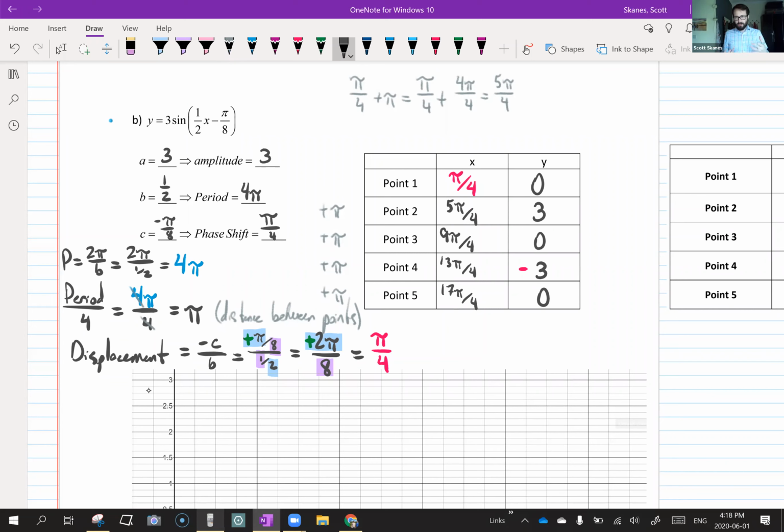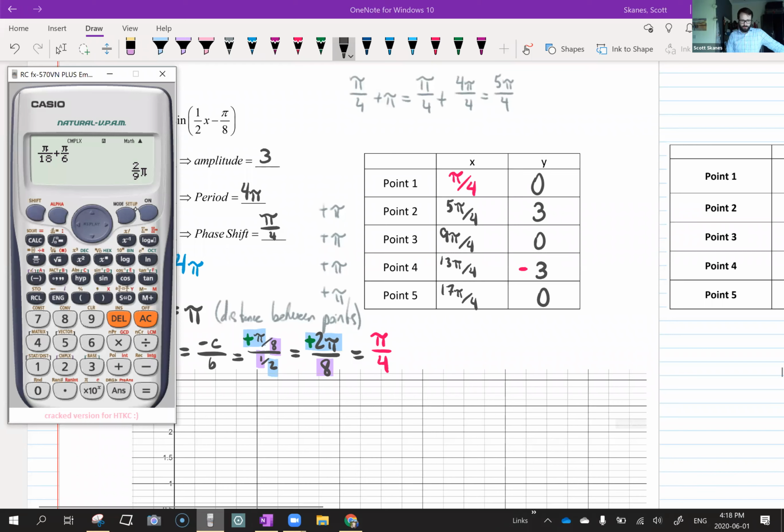So that would just be a calculator exercise. There's nothing crazy complicated about it. Make sure you know how to use your calculator no matter what type you have. You should be able to do this. Most calculators can handle fractions. So I would just normally say pi over 4.